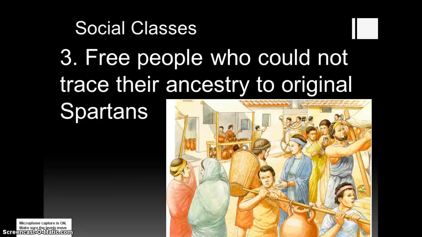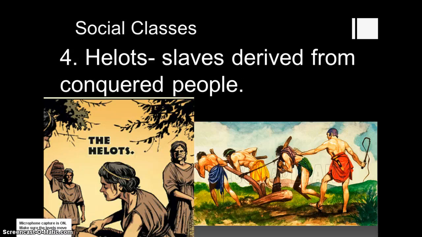The third is free people who did not have ancestors that were the original Spartans. So your family was not one of the original families that set up the city-state of Sparta, but you are free, so then you would be in the third highest social class in the social hierarchy. And then at the bottom you have the helots, or slaves. So we've talked about this before, but slaves in these Greek states are not necessarily people of a different race. They're just the slaves when they've defeated another city-state, that they've captured people and they turn them into slaves.